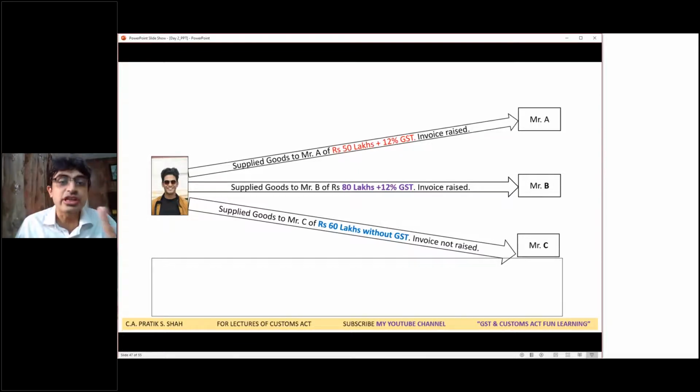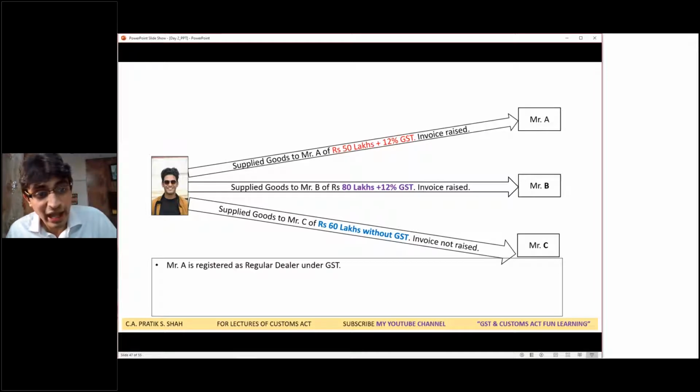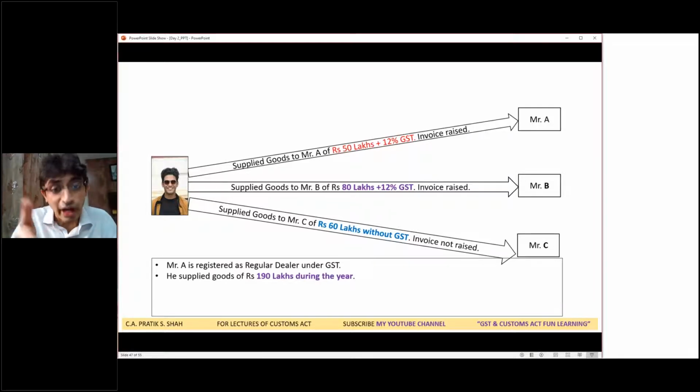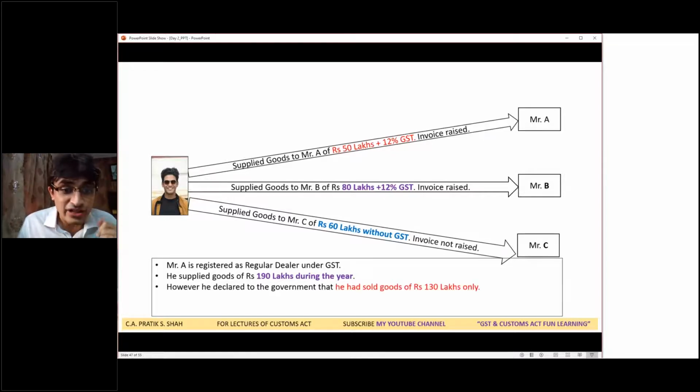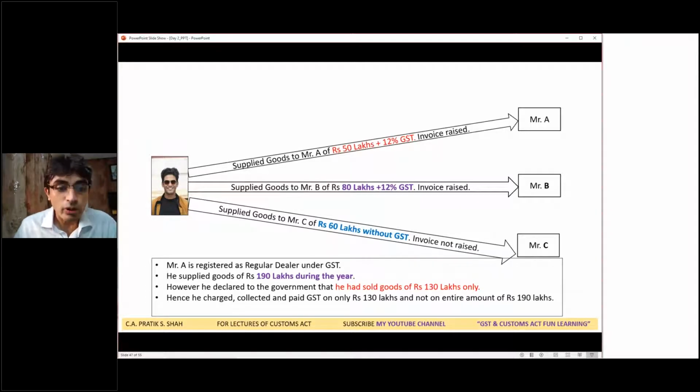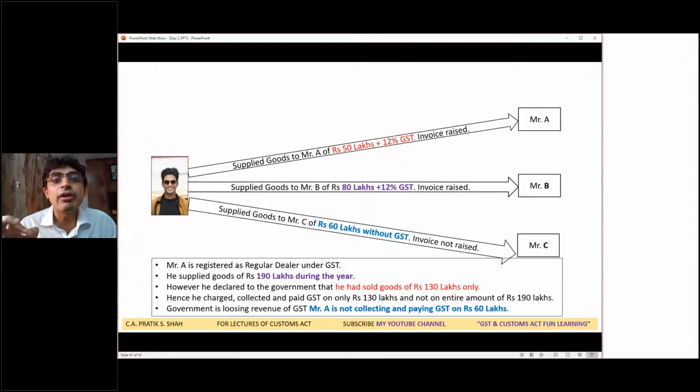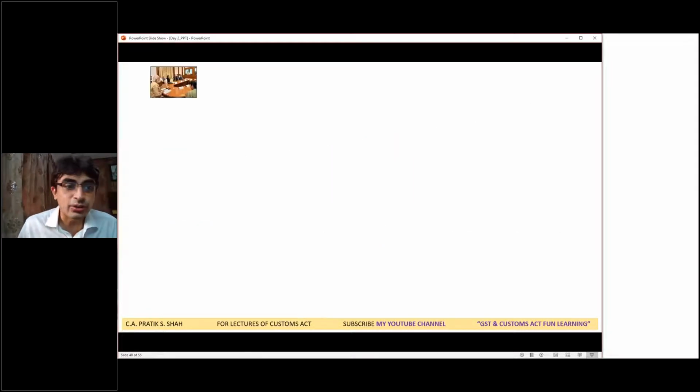Government did not earn GST on this 60 lakh. So technically, how much goods has he sold? He has sold 190 lakh, 50 plus 80 plus 60. He should charge GST on 190 lakh, but he prepared invoices and charged GST only on 130 lakh. So on the balance 60 lakh rupees, government has not received GST. Such cheating was happening, is happening, and will happen, but some people will control it.